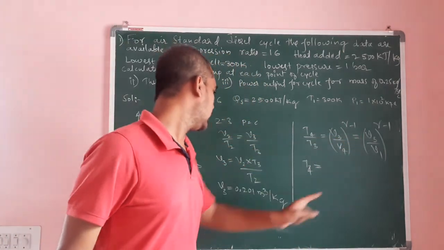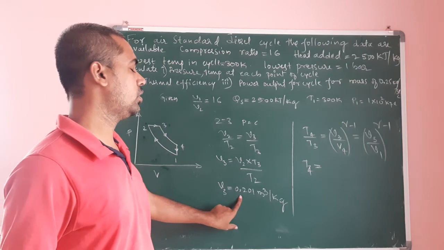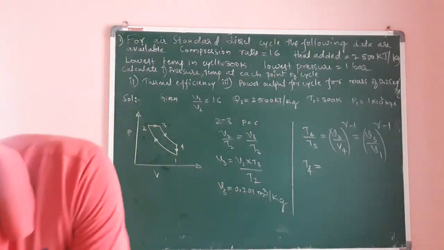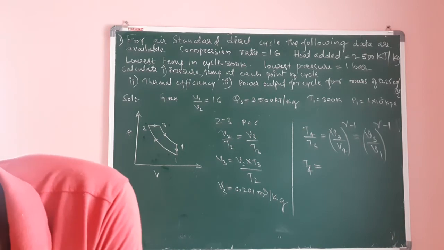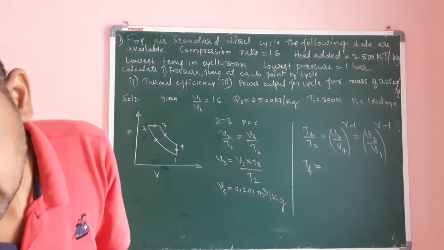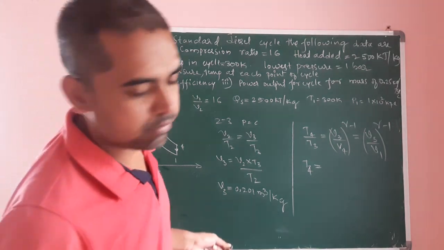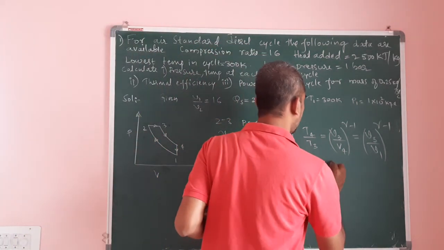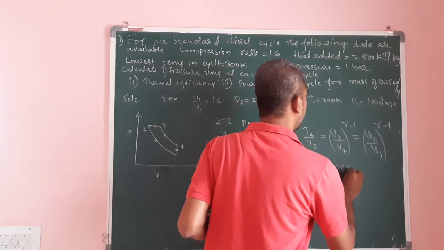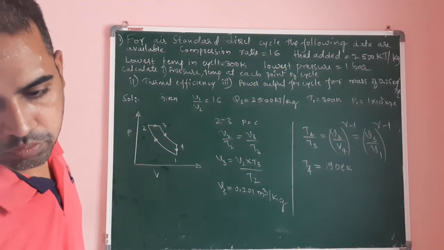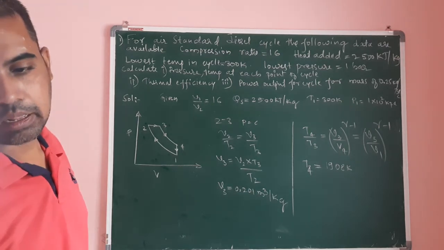In this formula P3 is equal to 0.201, and P1 we have just calculated. If you substitute these values, you will get T4 is equal to 1908 Kelvin. Once you calculate T4, you can calculate P4 also.